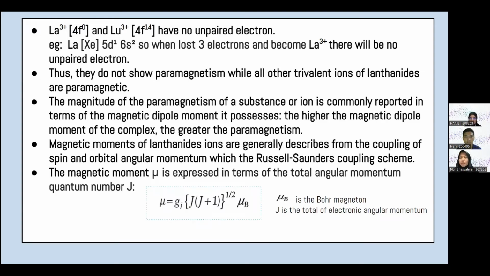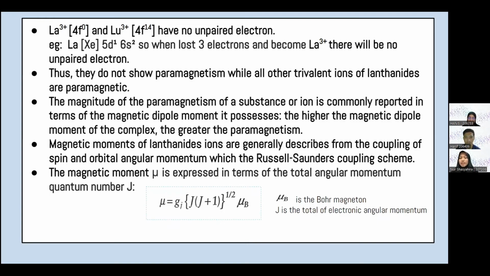The magnitude of the paramagnetism of a substance or ion is commonly reported in terms of the magnetic dipole moment it possesses, where the higher the magnetic dipole moment of the complex, the greater the paramagnetism. The magnetic moment of the lanthanide ions is generally described from the coupling of the spin and orbital angular momentum, which is the Russell-Saunders coupling scheme. The magnetic moment mu is expressed in terms of the total angular momentum quantum number J.